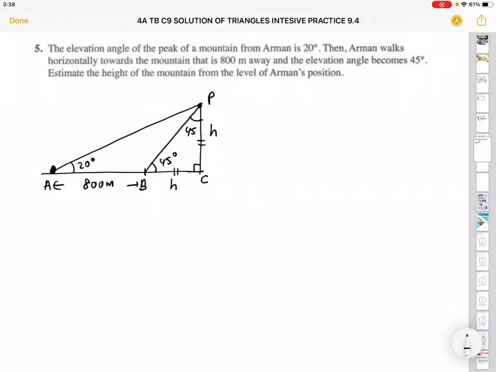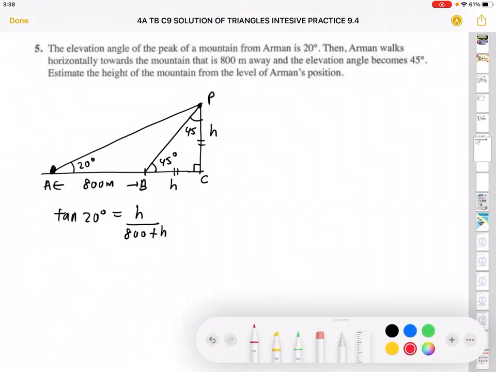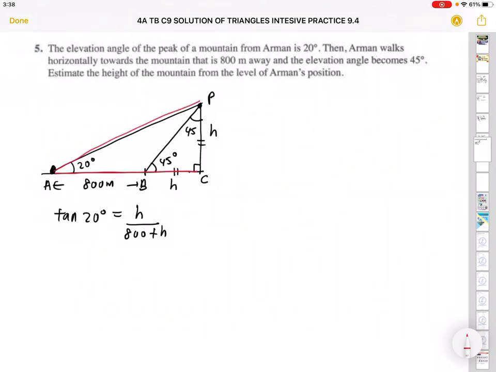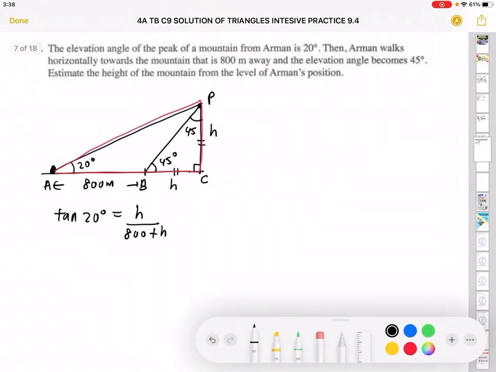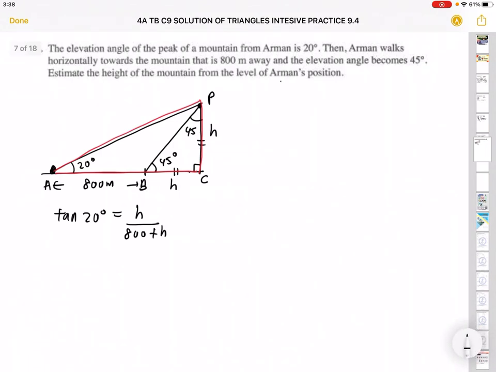So to find H, we can use tangent, right? Tangent 20 is opposite over adjacent. Look at the whole big triangle here: your opposite is H, your adjacent is 800 plus H. So tangent 20 equals H divided by 800 plus H. Let's multiply over. What I found is that if you round off, your answer may not be the same as the answer at the back of the textbook. So perhaps we'll just leave it in terms of tangent. It's better that way. We bring this over. So this is 800 tangent 20.